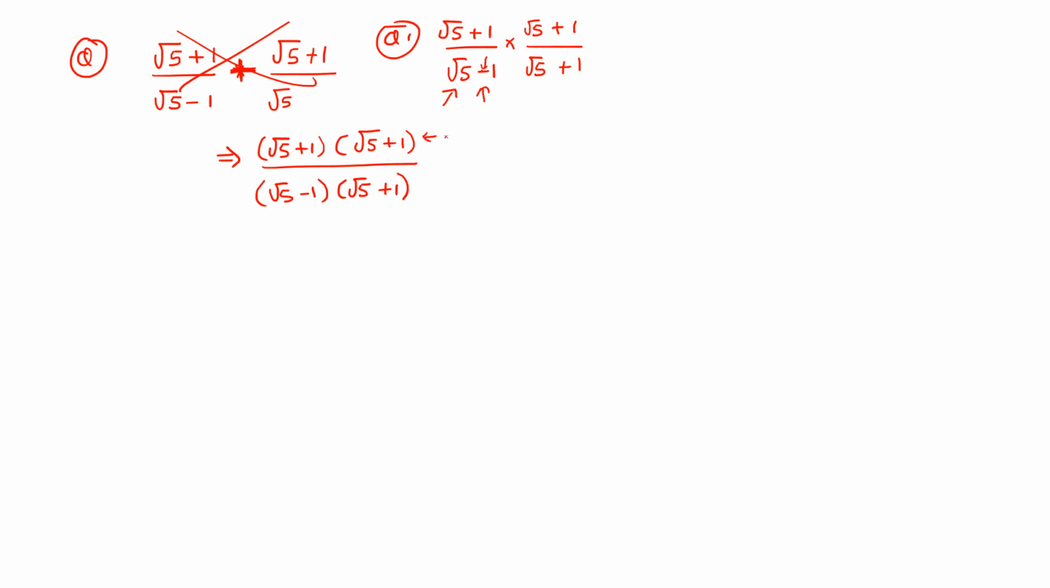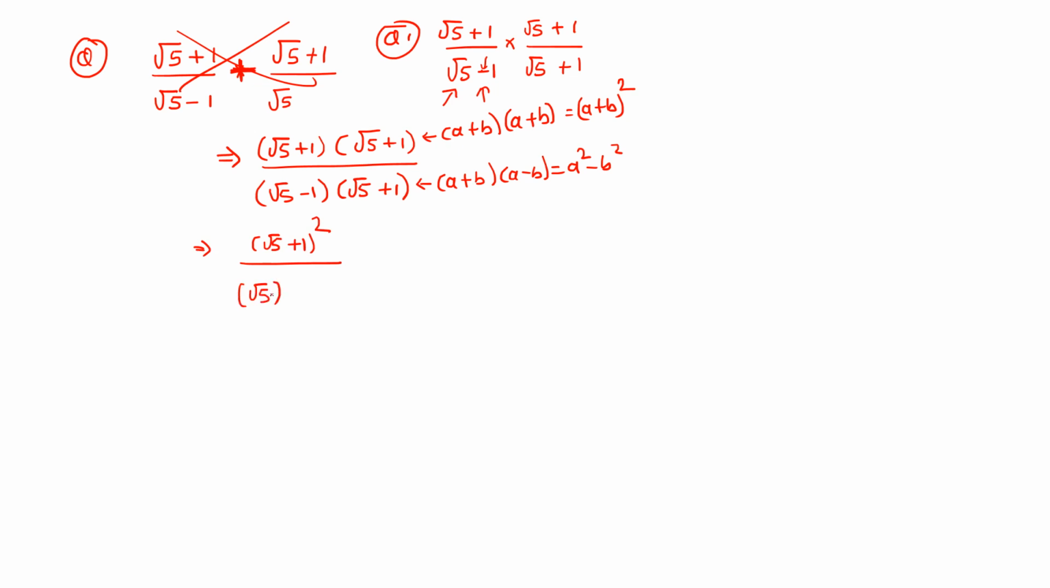If you see in the numerator, this is in the form of (a plus b) into (a plus b), or I can say that this is (a plus b) to the power of 2. In the denominator you can see this is in the form of (a plus b) into (a minus b). This is nothing but a square minus b square. So what happens here is that this is (root 5 plus 1) the whole square, and down, be careful here again, this is root 5 square minus 1 square.